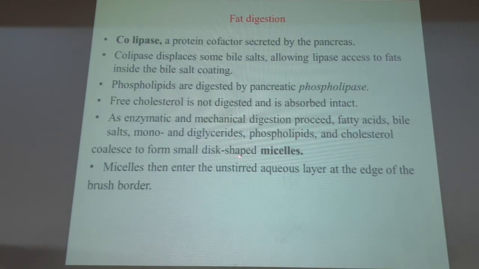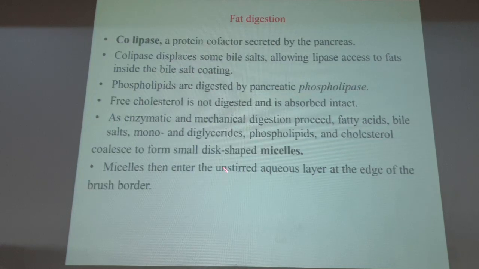The small fat droplet surrounded by the bile salt will also attract phospholipids and cholesterol to form micelles. Micelles can transport lipid to the brush border area to be easily absorbed.